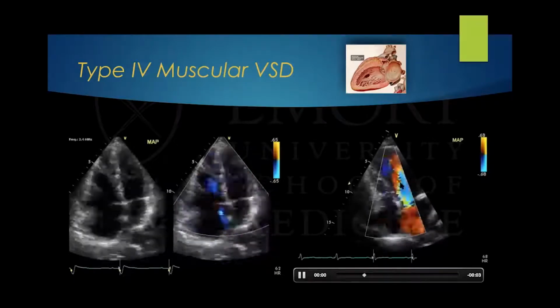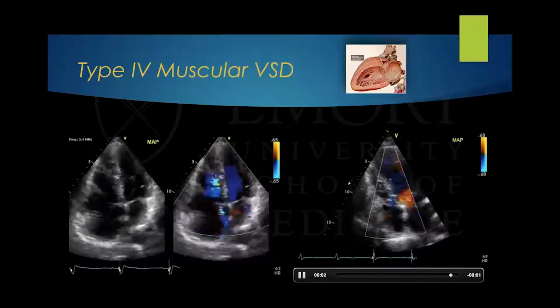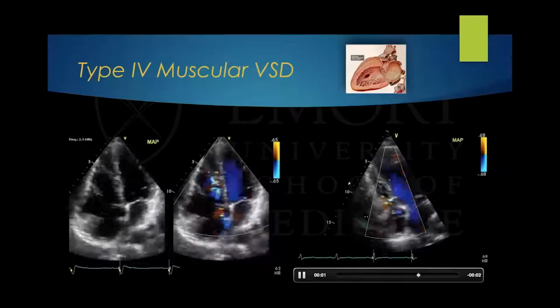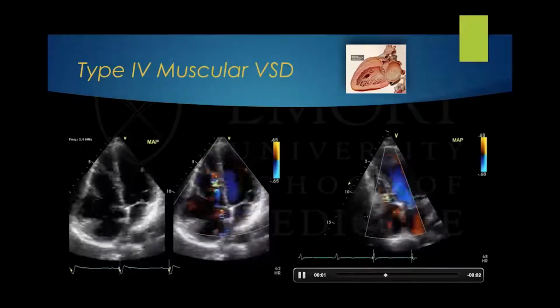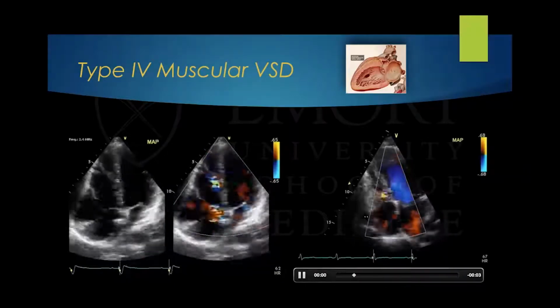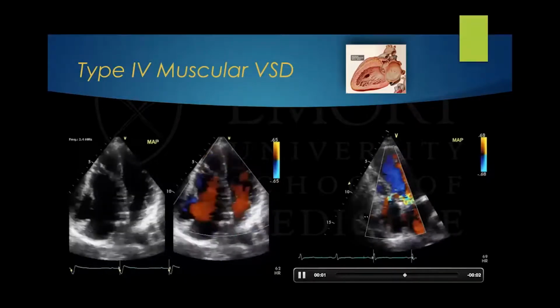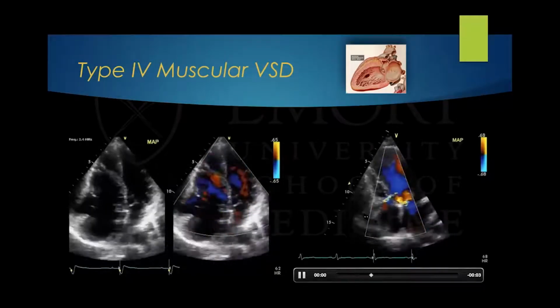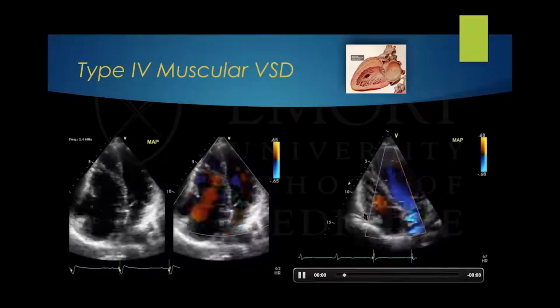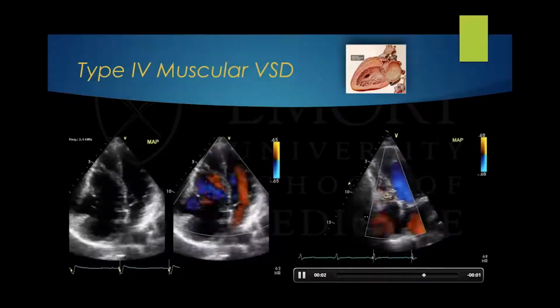The color demonstrates a left to right shunt with high velocities, indicating that this is a restrictive VSD. So they're very small. And in some cases, you can see the defect, but you don't see the flow because as the heart contracts, it actually precludes the blood from shunting from one side to the other.